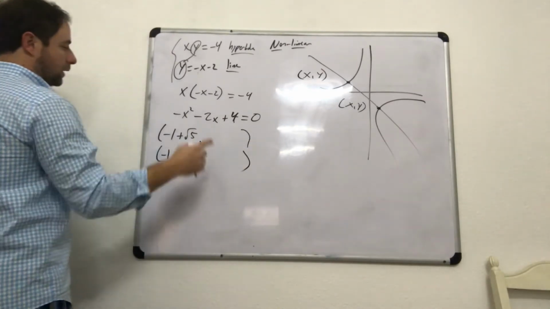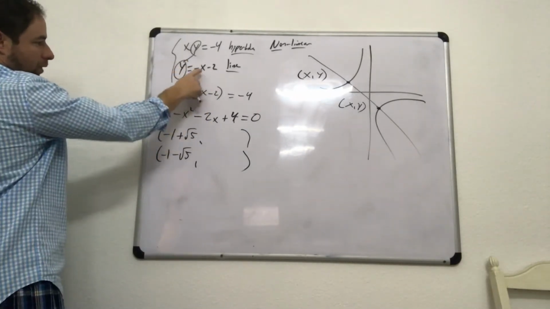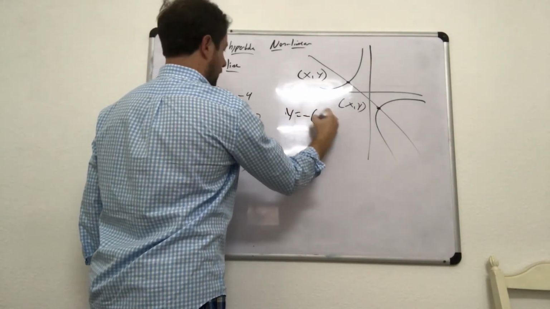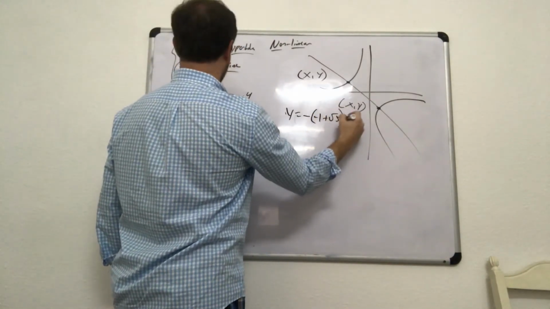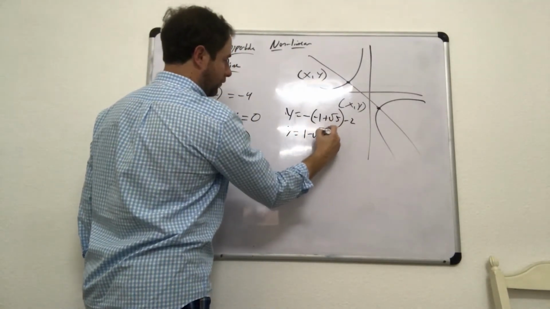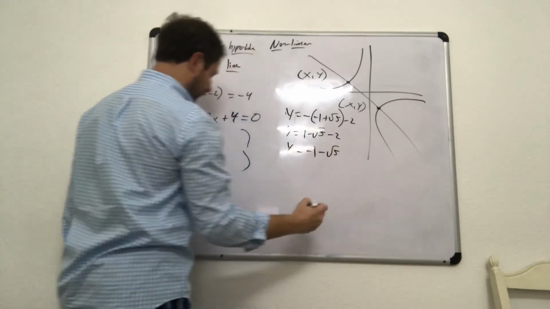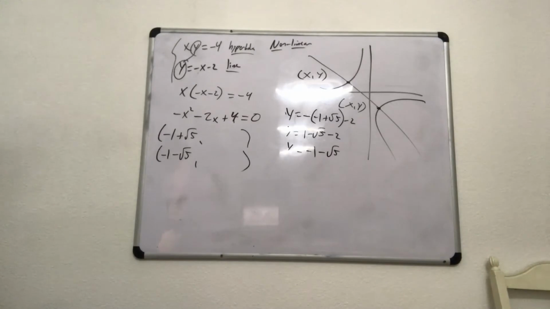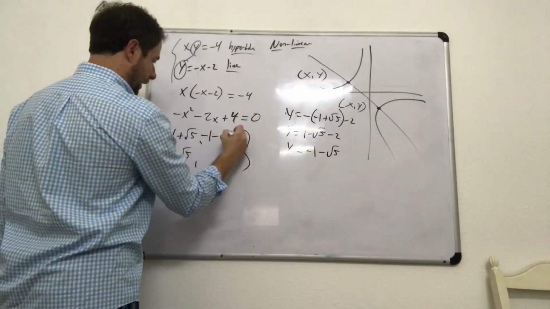Then what you're going to do is plug these into your original equation. We'll go right here with your original of y equals negative, and in place of x, we'll put negative 1 plus root 5 minus 2. So when we do that, we get y equals 1 minus root 5 minus 2. We get y equals negative 1 minus root 5. So whenever x is negative 1 plus root 5, we get that y is negative 1 minus root 5.